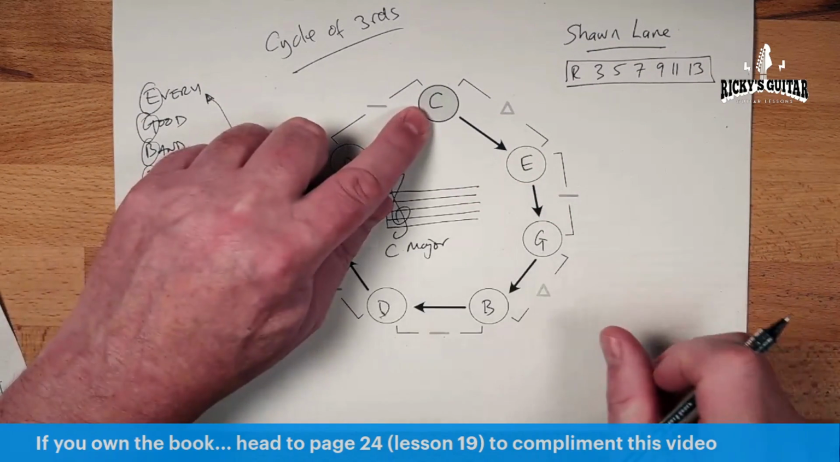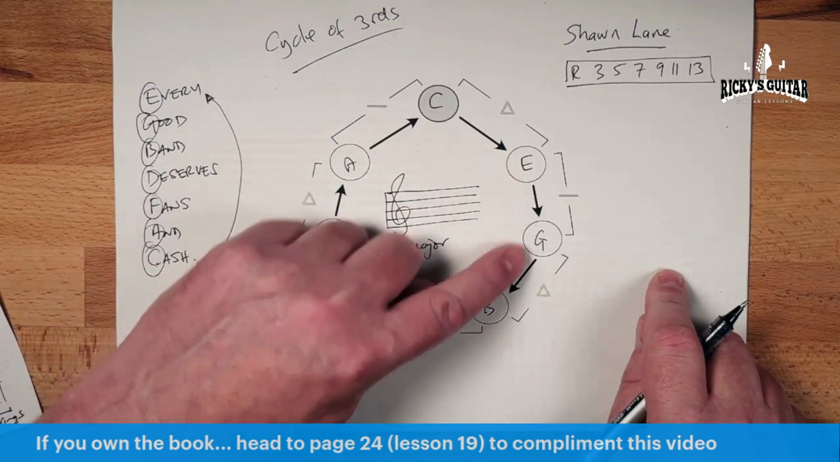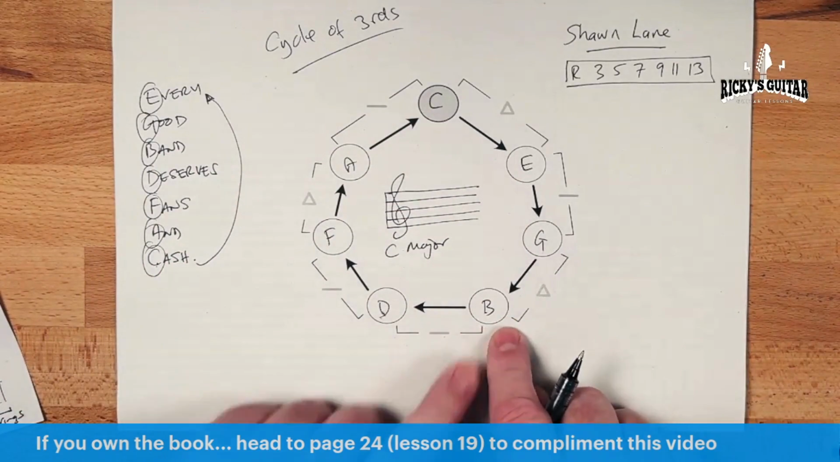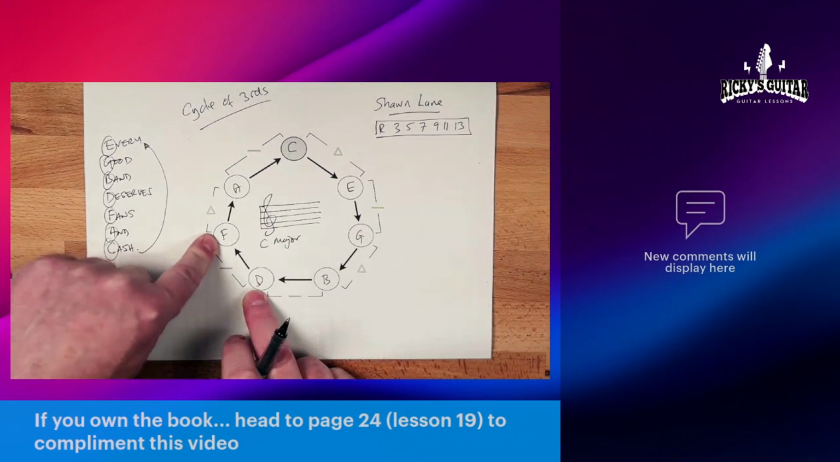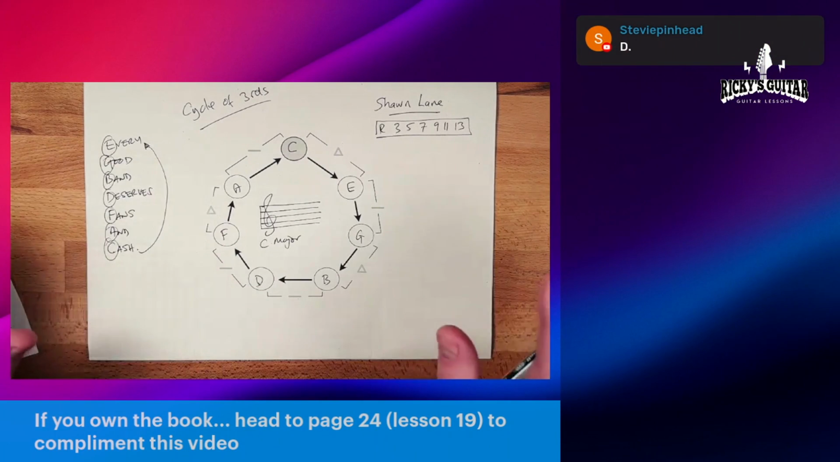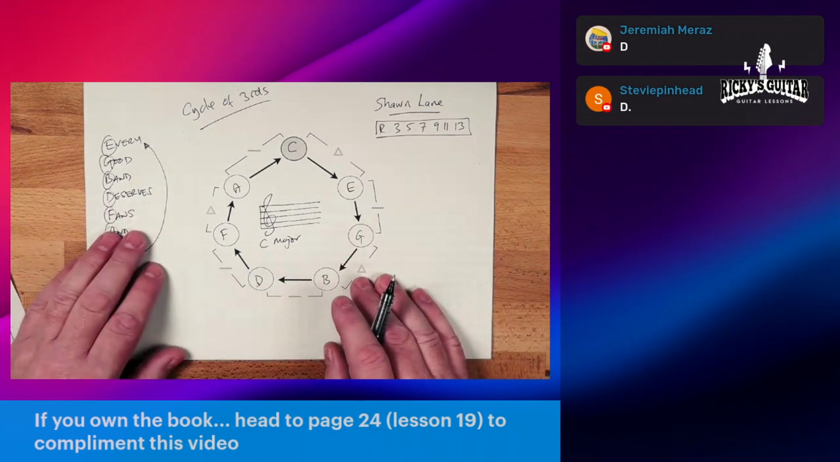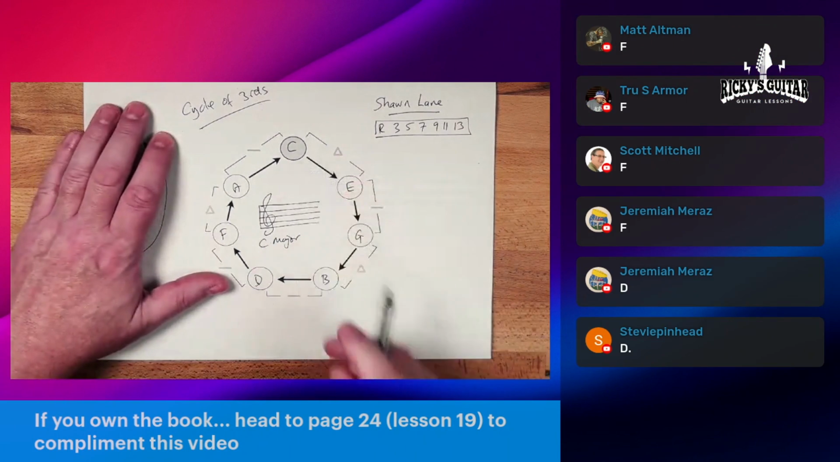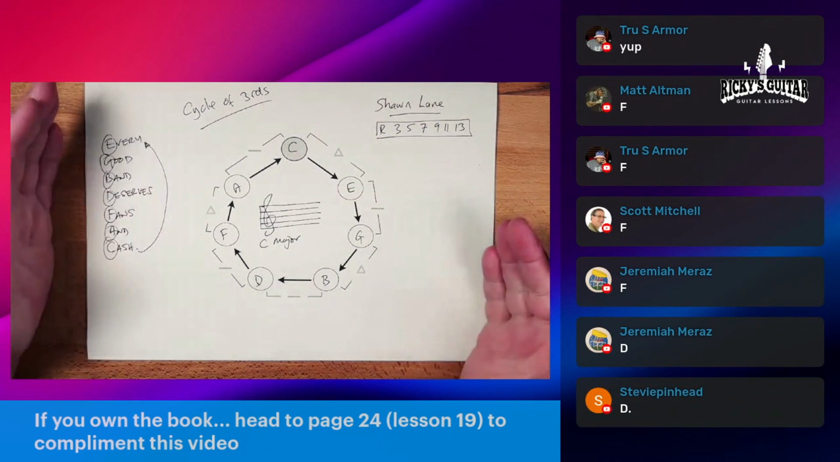If we look at this, we go root, third, fifth, seventh. What's the ninth going to be? That's the ninth. What's the 11th? Yes. What's the 13th? But this isn't the only way that it works. We can apply chords to this as well here, guys. This is what's cool about the cycle of thirds.